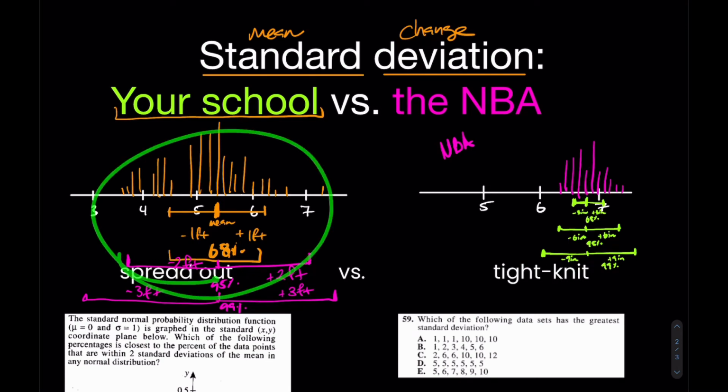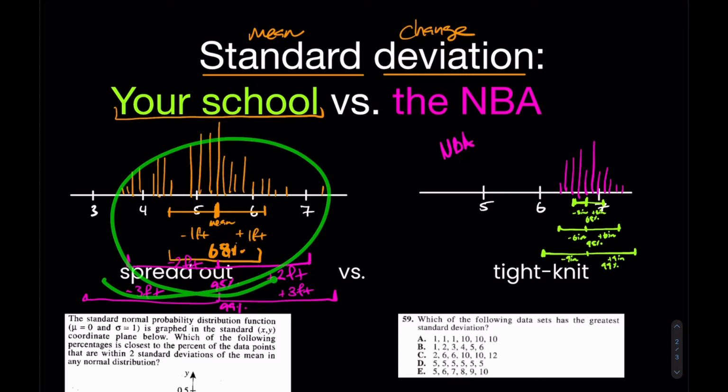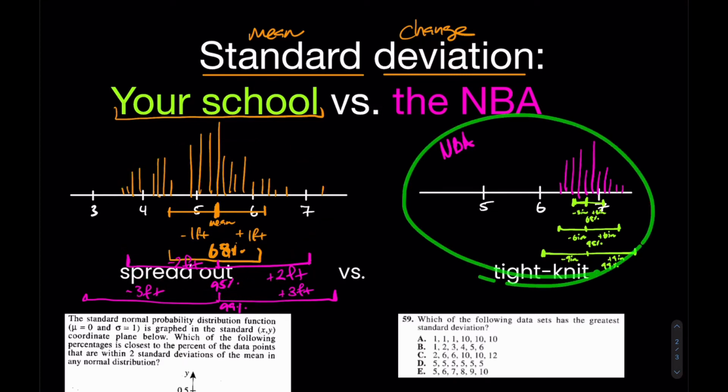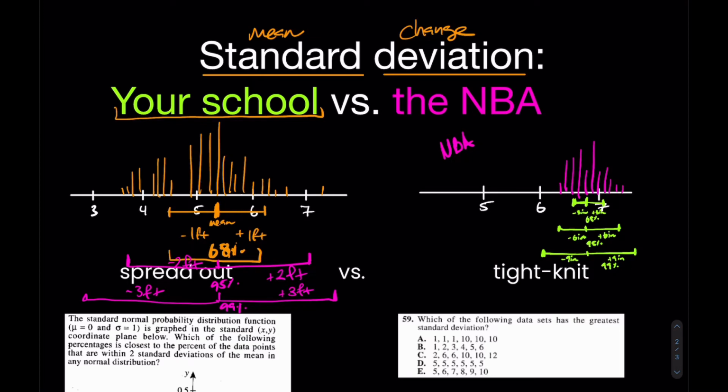Hopefully you would say your school is more spread out. Hopefully you would say the NBA is more tight-knit. Thus, your school has a much bigger standard deviation for heights, whereas the NBA has a much smaller, much more tight standard deviation for their heights. So that's my quick little introduction. I'm going to move down here to some actual questions so we can apply it and learn.